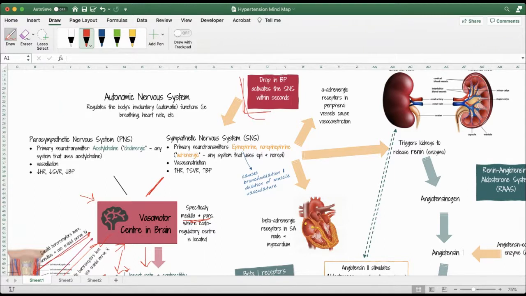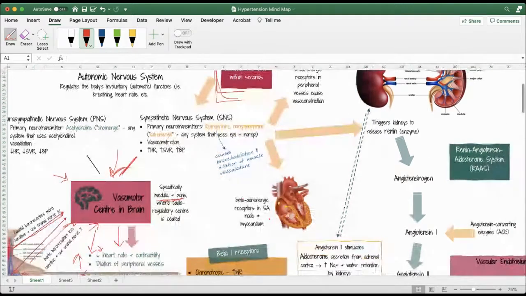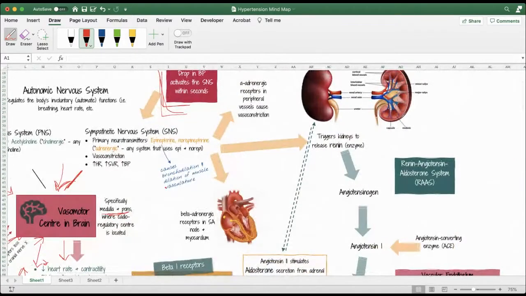Again, the body will recognize this and immediately send a signal to the sympathetic nervous system, right? And the sympathetic nervous system is going to do its regular thing. And this is where you were wondering: the sympathetic nervous system uses epinephrine and norepinephrine, okay?